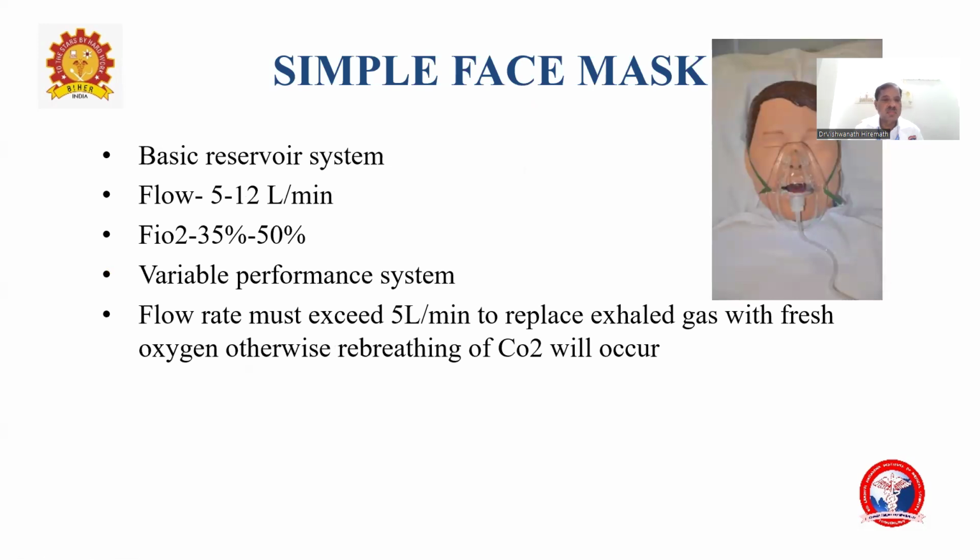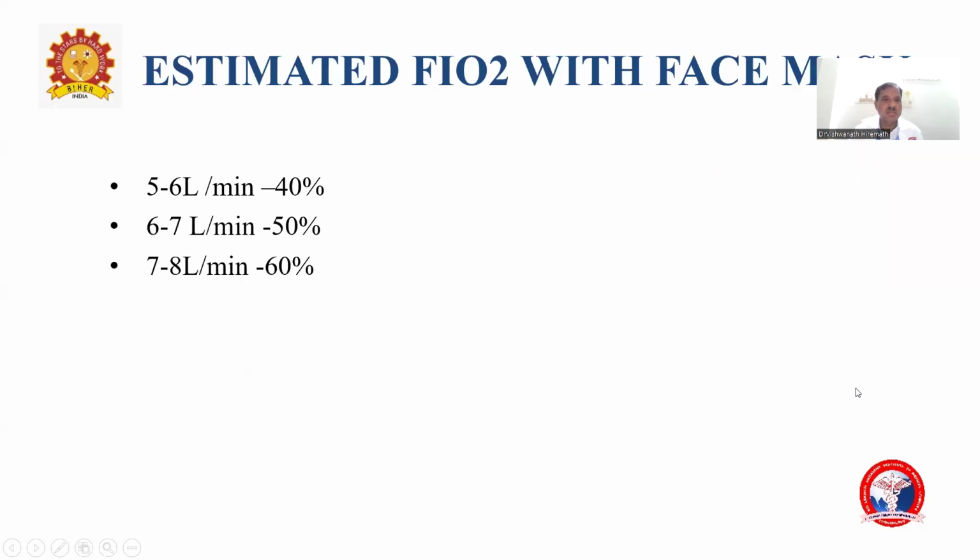Simple face mask. Basic reservoir system. The flow required is 5 to 12 liters per minute. It can provide FiO2 35 to 40%. Flow rate must exceed 5 liters per minute to replace the exhaled gas with fresh oxygen. Otherwise, rebreathing of carbon dioxide will occur.